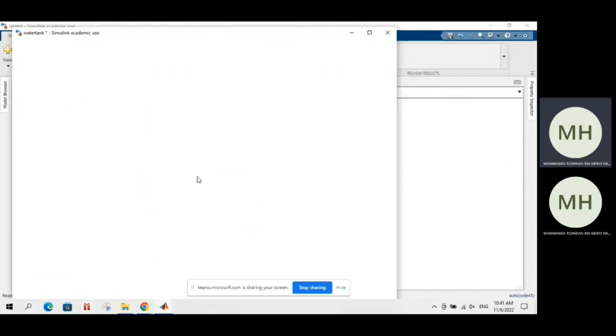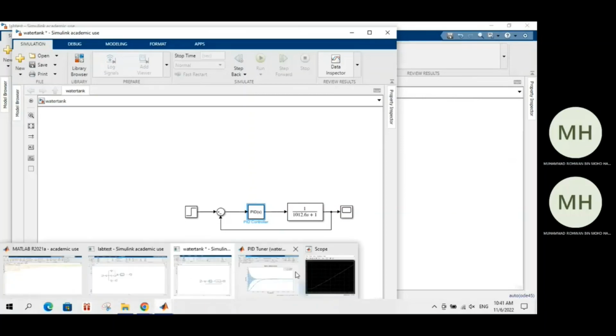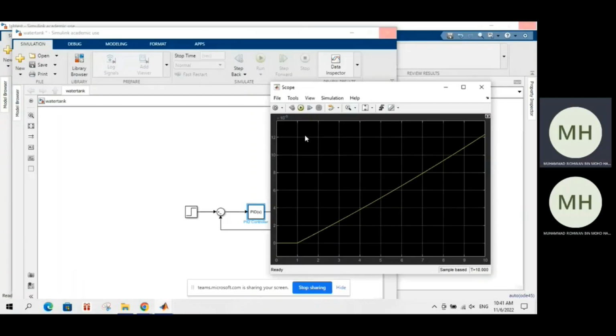For the next figure, this is the water tank with PID controller. The three inputs, which are KI, KD, and KP, will be put in the PID controller and signal to the output, which can be seen at the scope. This is the value that is obtained from the water tank.